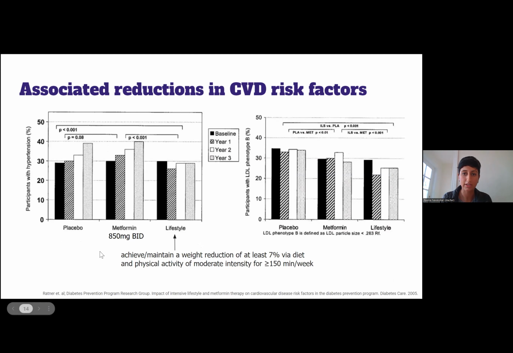So not only did it decrease impaired glucose tolerance and decrease things like weight, it also showed reductions in other CVD risk factors like dyslipidemia and hypertension. And lifestyle, if people stick to it, and in this case, they used weight reduction of at least 7% via the aforementioned diet and physical activity, that it reduced better than metformin.